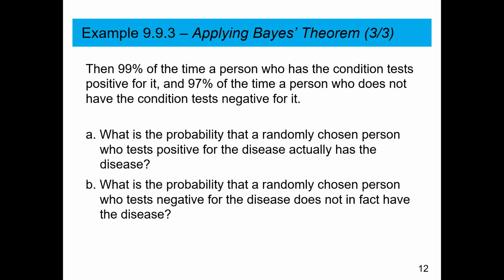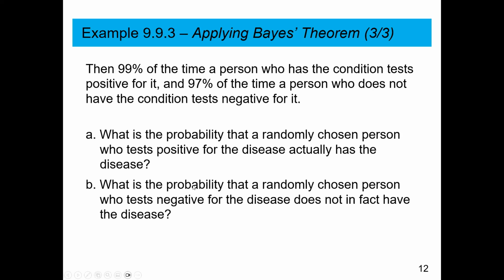So let's talk about what's the probability that a random person who tests positive actually has the disease. So what's the likelihood that if I take the test, I actually have it? And then our second question is what's the probability that a random person who tests negative for the test does not in fact have the disease? So the reason we're asking these questions is to understand a little bit more about them and see some interesting things.